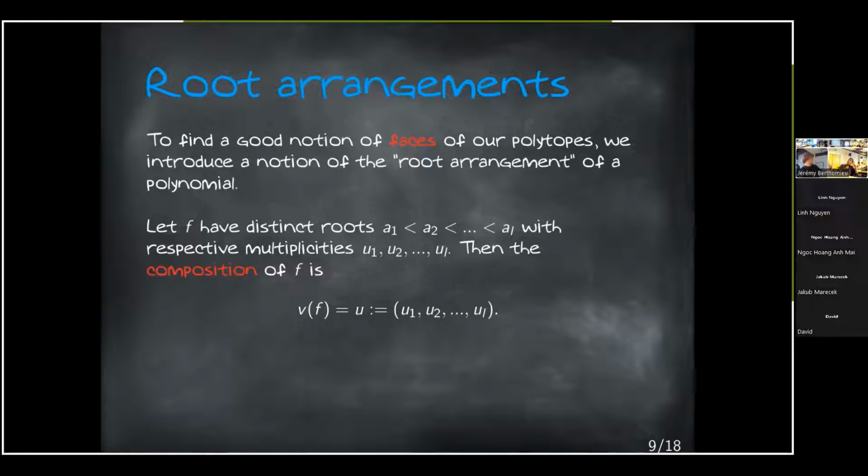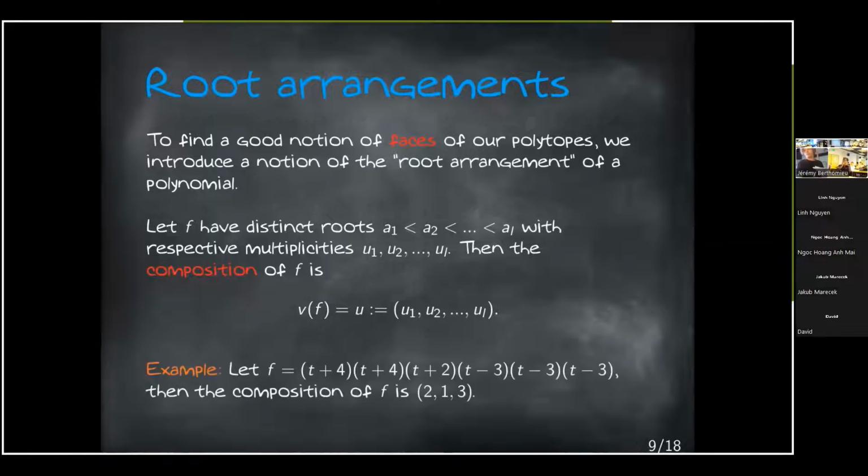So suppose you have a polynomial f with distinct roots a1 up to al, ordered increasingly, and the multiplicity of ai is ui. Then the composition of f is just the tuple u1 up to ul. So it's like a partition, but kind of a permutation of a partition. The parts sum up to d, but it's ordered according to the roots, not the size of the multiplicities.